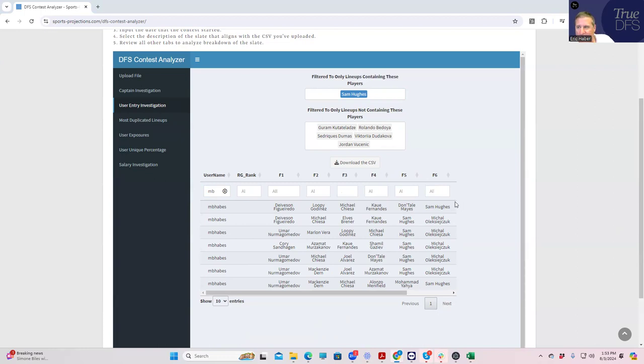So we have Gaziev versus Mays. Now, of these lineups, we have one Dontell Mays. No, two Dontell Mays and no Gaziev. So of all the Sam Hughes lineups that don't have any of these, we have zero Gaziev, two Mays, and the rest fades.